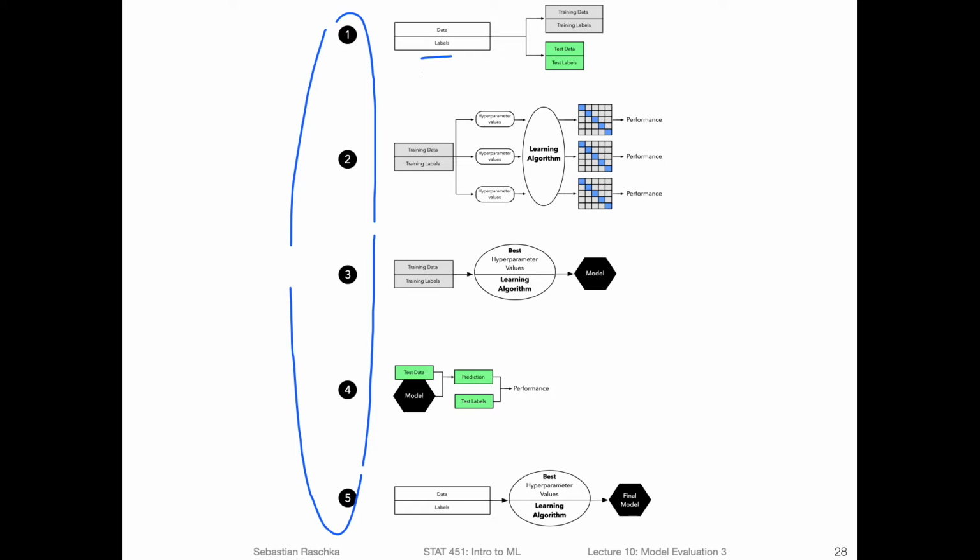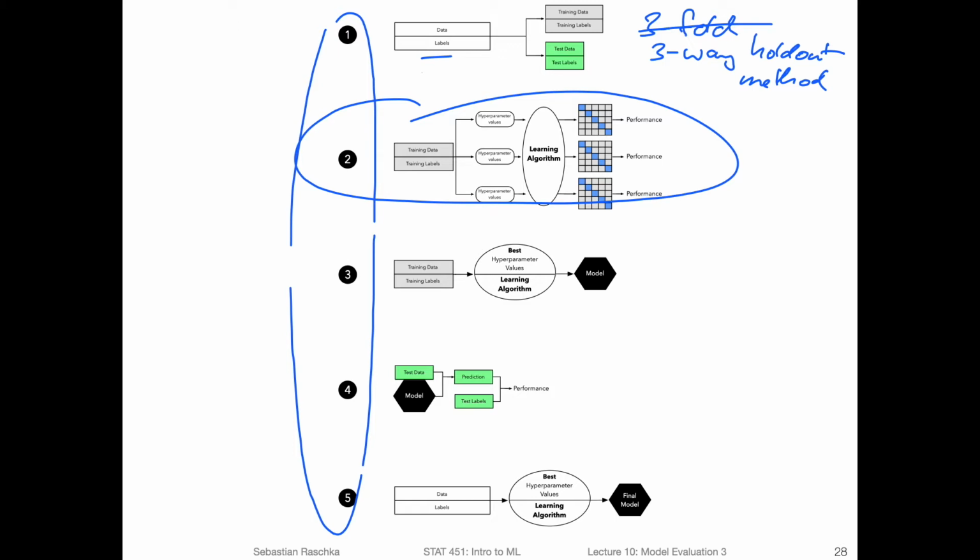We split the data into training and test set, and then only step 2 is really new compared to the three-way holdout method. The only new part is that we now replace the validation set with k-fold cross-validation. I will explain that in the next slide in more detail. And then steps 3, 4, and 5 are very similar to what we have done there.